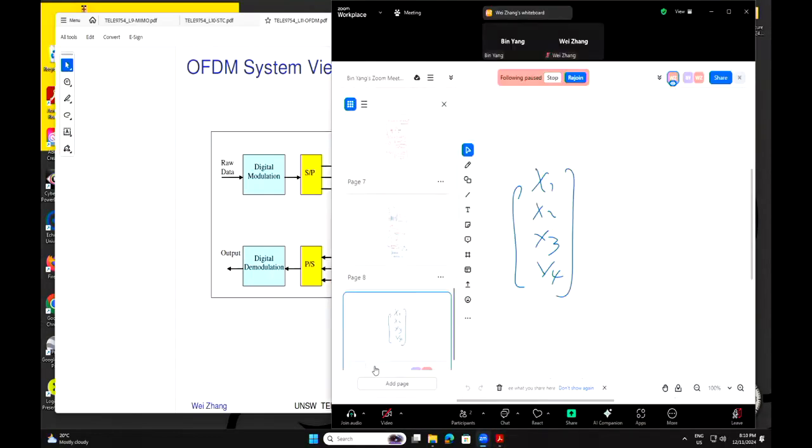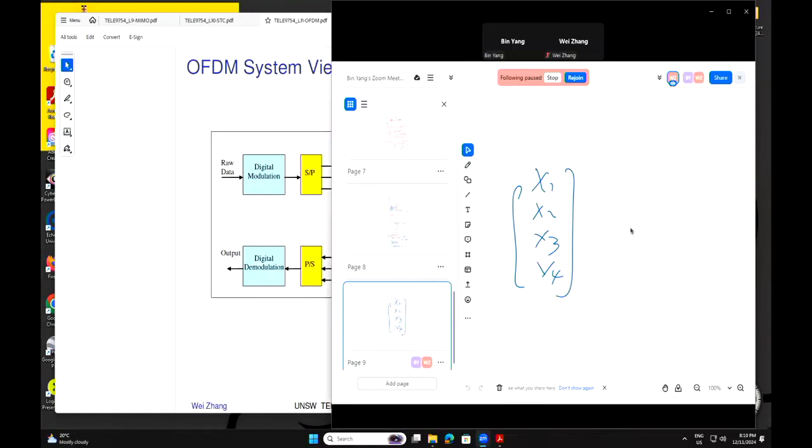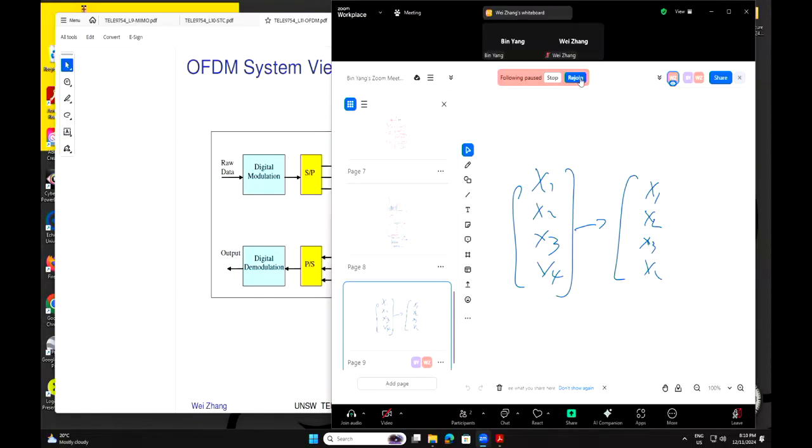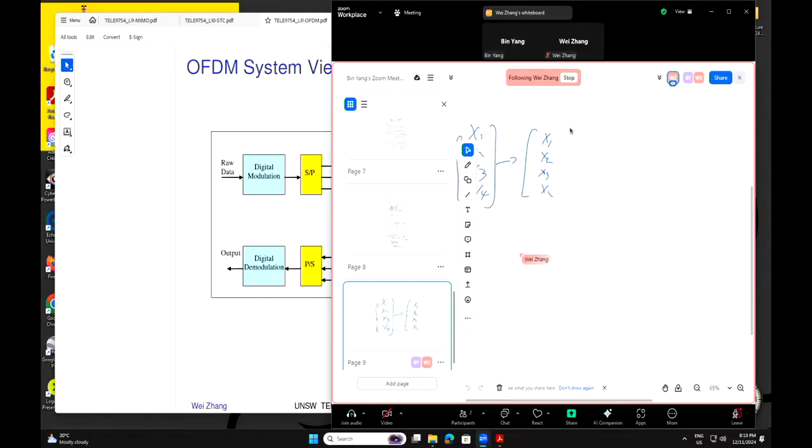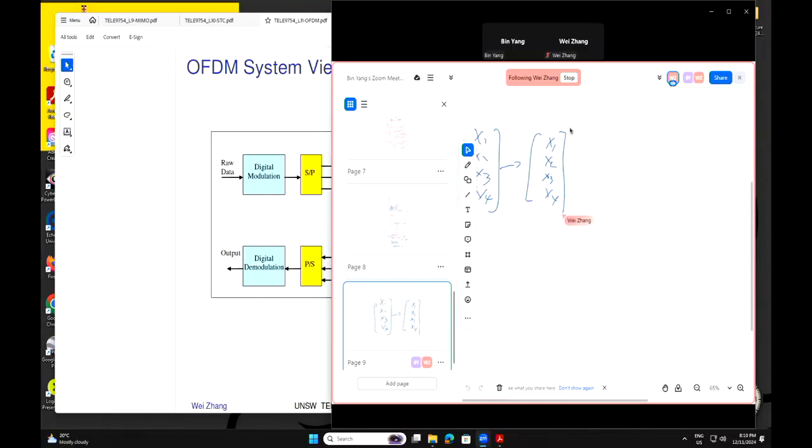Okay, here. So after DFT, for example, we have a 4-point DFT. We get the output. The cyclic prefix is like this one. First, I still keep the x1, x2, x3, x4 in that vector. And then I add x3, x4 on top, because I copy these two on the top. That's called the cyclic prefix.